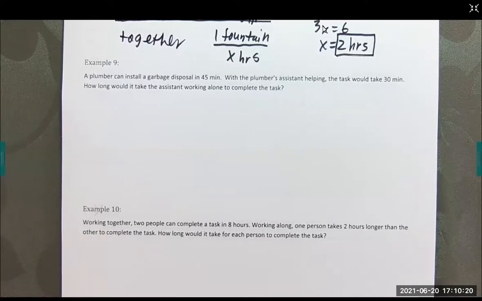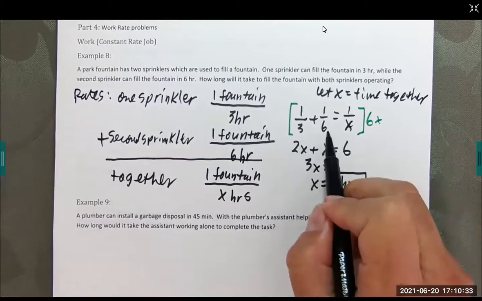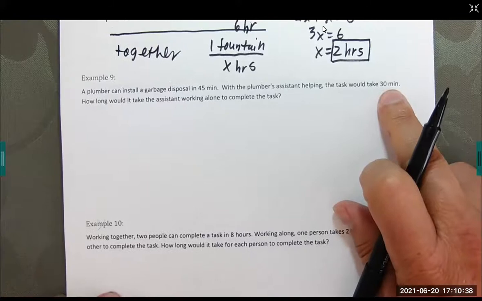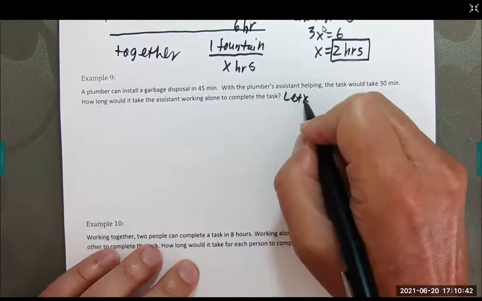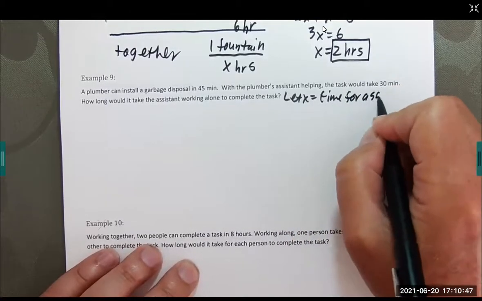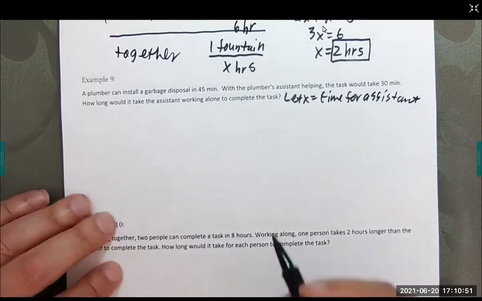A plumber can install a garbage disposal in 45 minutes. With the plumber's assistant helping, the task would take 30 minutes. How long would it take the assistant working alone to complete this task? So on the last one, we had the two individual but didn't know the combined. For this one, we know the combined, and we know one of the individuals. So I'm going to let X equal the time for the assistant alone. I'm going to set up a similar pattern.